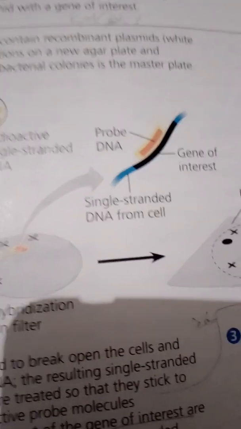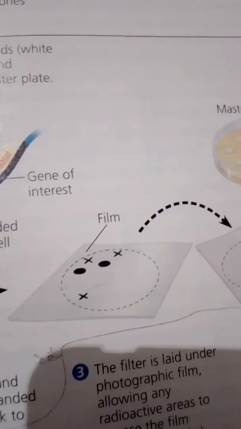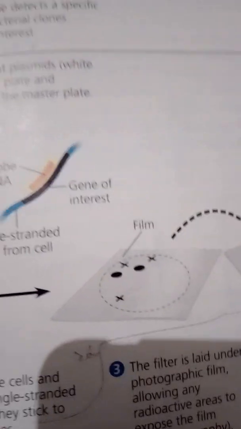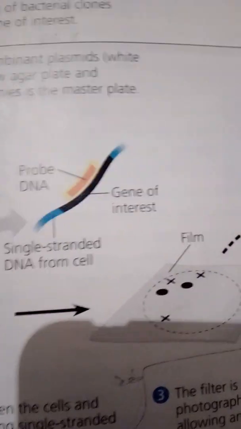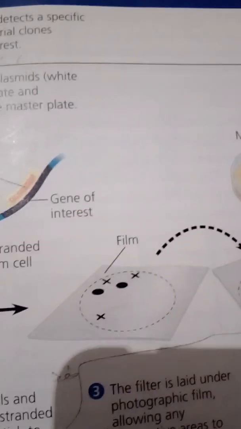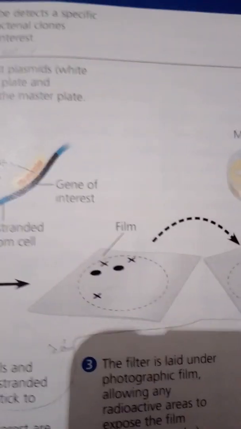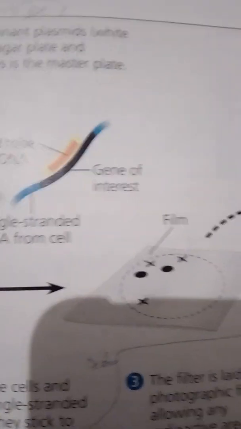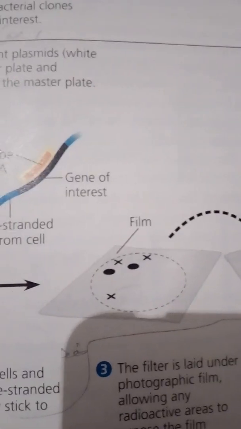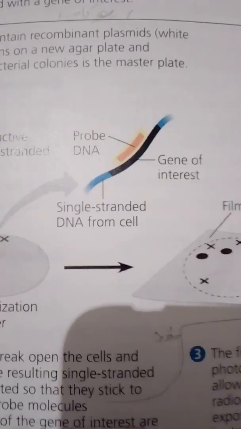Notice also the film here and master plate here. Okay, the result: colonies of cells containing the gene of interest have been identified by nucleic acid hybridization. Cells from colonies stained with the probe can be grown in large tanks of liquid growth medium. Large amounts of the DNA containing the gene of interest can be isolated from these cultures. By using probes with different nucleotide sequences, the collection of bacterial clones can be screened for different genes.